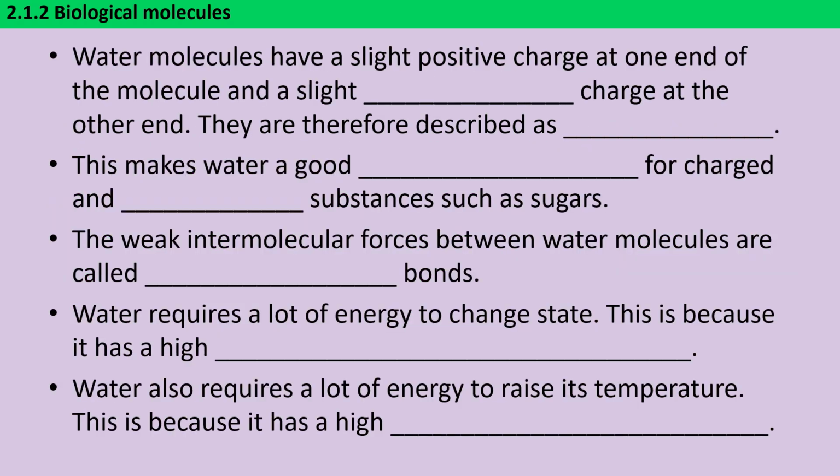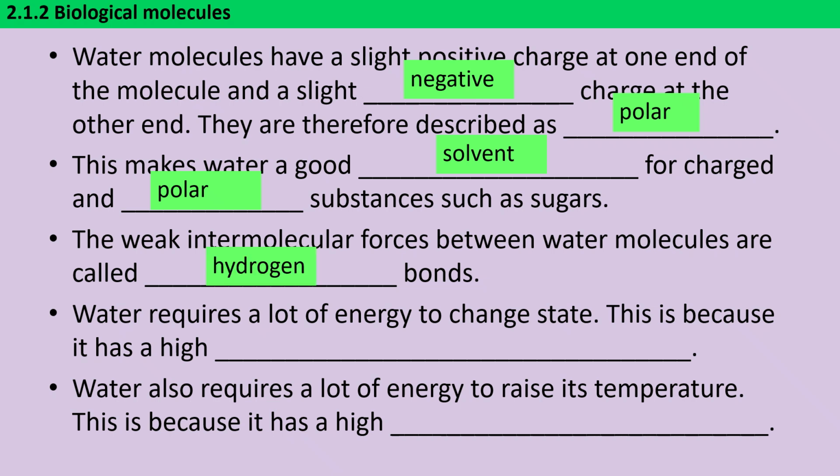Water molecules have a slight positive charge at one end of the molecule and a slight negative charge at the other end. They are therefore described as polar. So the first gap is obviously going to be negative and the second is going to be polar. This makes water a good solvent for charged and polar substances such as sugars. So this is going to be a reference to it being a good solvent for charged and polar substances such as sugars. The weak intermolecular forces between water molecules are called hydrogen bonds. So hopefully you remembered that those are hydrogen bonds.